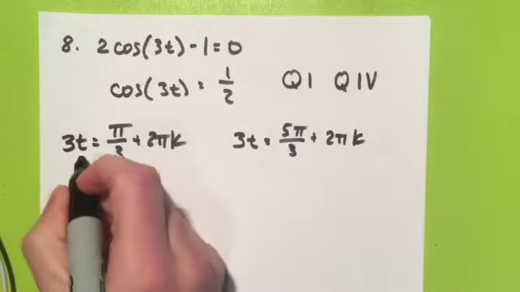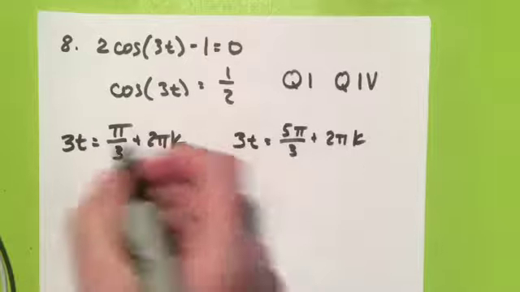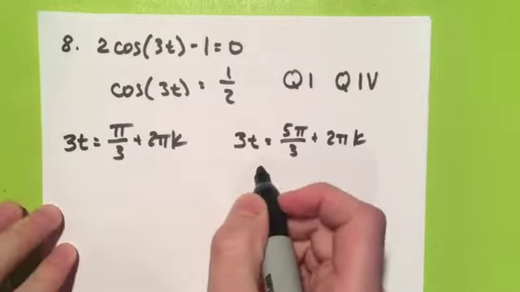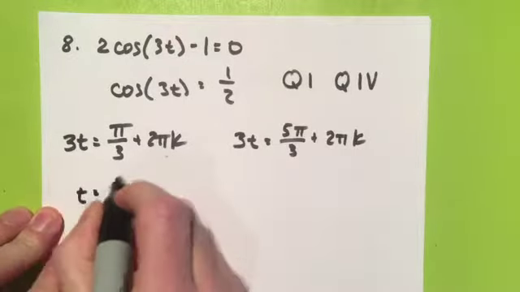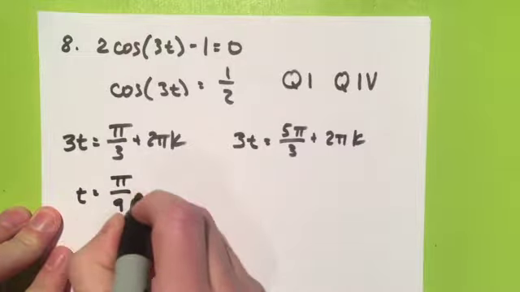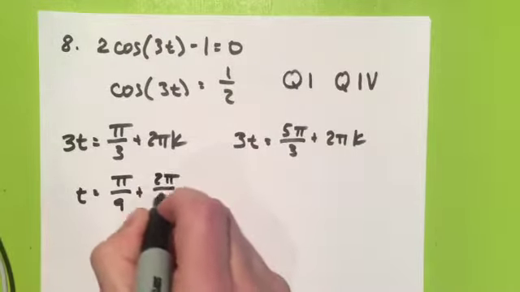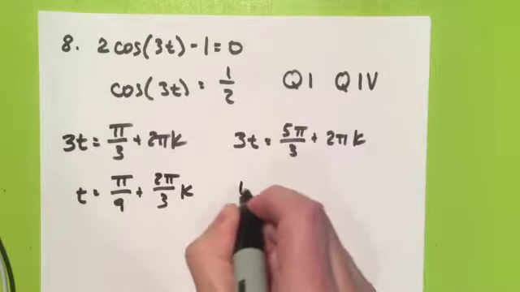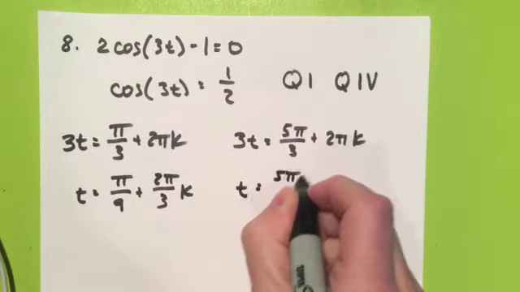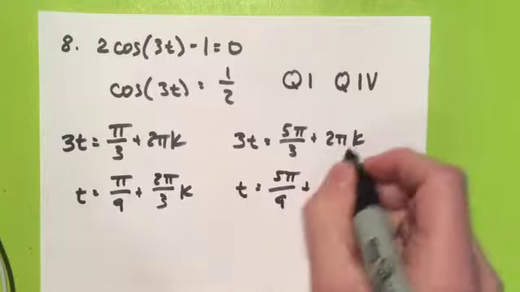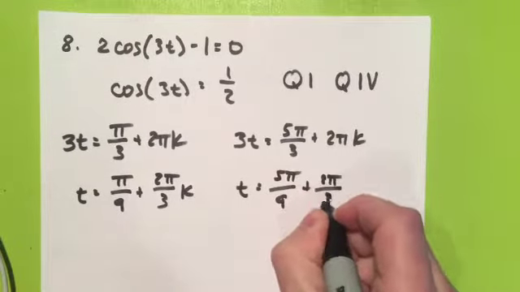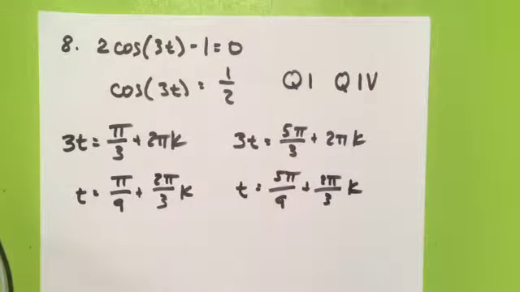Just a matter of, this is multiplication. Each time we're going to cancel the multiplication, we'll divide. We've got t equals pi over 9 plus, distribute fully, 2 pi over 3 k. We have t equals 5 pi over 9 plus 2 pi over 3 k. And there we have it.